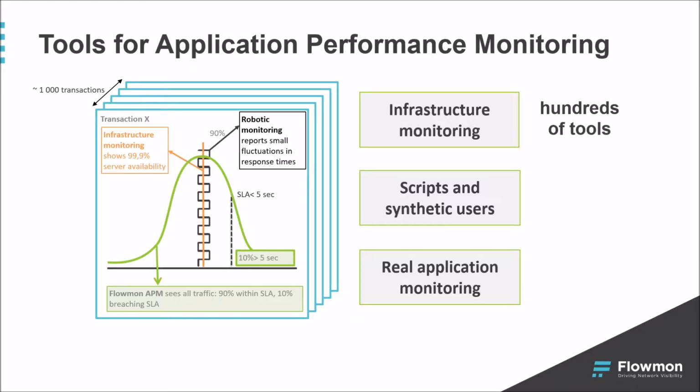There are a lot of tools which are doing the infrastructure monitoring, the classic SNMP monitoring tools like Nagios, Zabbix, and a lot more. For real application monitoring, there are also various tools. We have our own module, Flowmon APM, for application monitoring from the network perspective.